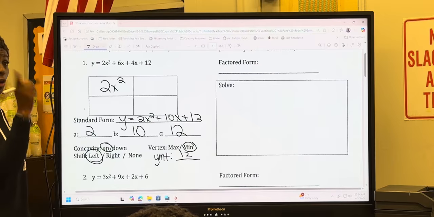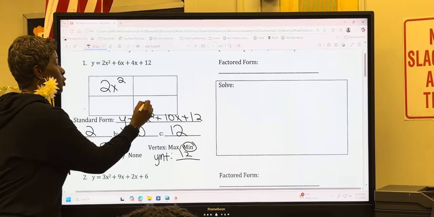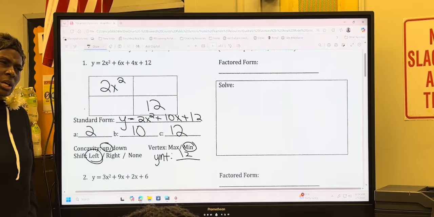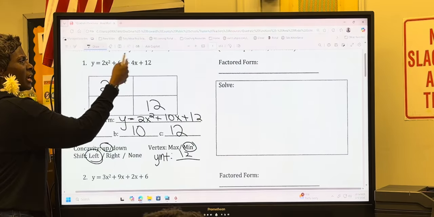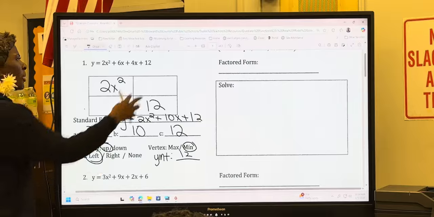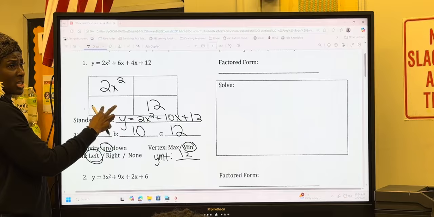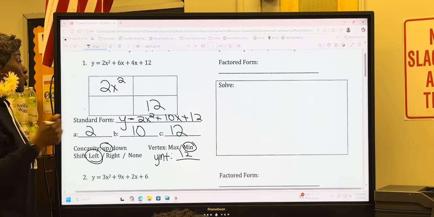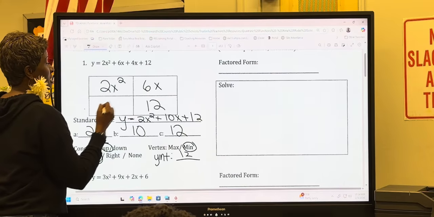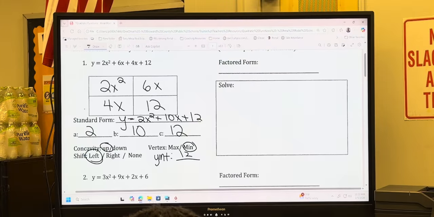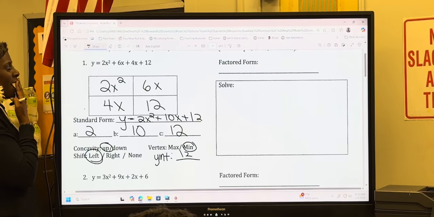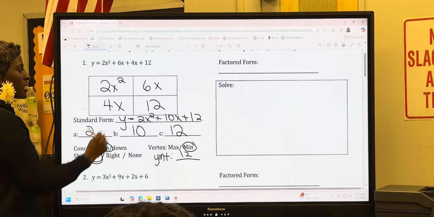What do you always have to plug in the last box? Your last term, your c, which is 12. What if I don't have a c? 0. Now, what goes in the middle? It doesn't matter. You can put 6x here, or you can put 6x here and 4x in the other box. So I'm just going to put 6x and positive 4x. Is everybody with me? All right.